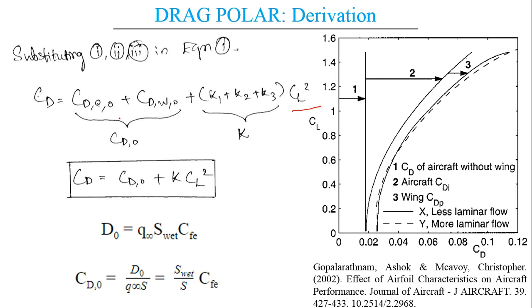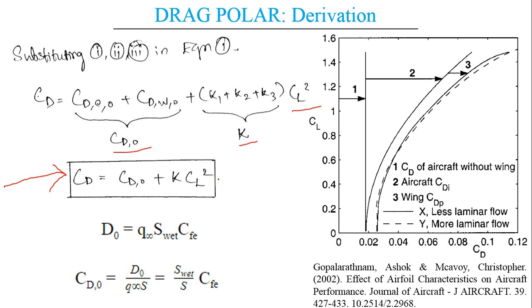So when we group these non-lift drag coefficients, that is, the drag not caused by or not influenced by lift, as CD naught, and the k terms, the proportionality coefficient terms, are also summed together as k, we can achieve an equation which is known as the drag polar equation. So finally we achieve that CD is equal to CD naught plus K CL square.